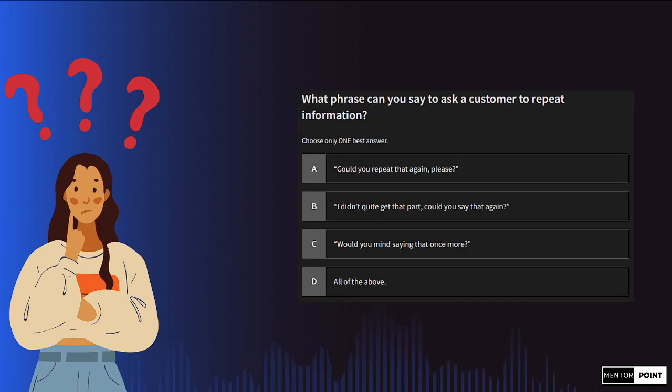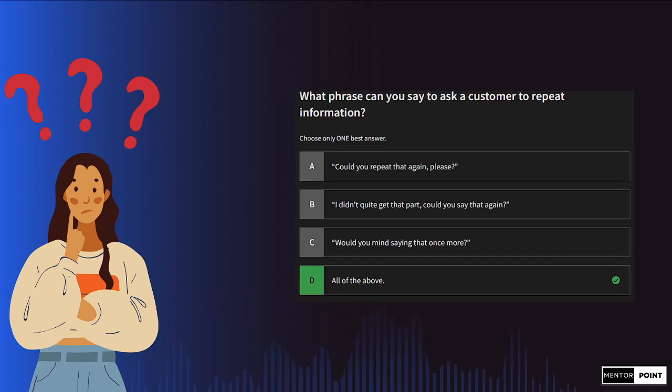Next question. What phrases can you say to ask a customer to repeat information? A, could you repeat that again, please? B, I didn't quite get that part. Could you say that again? C, would you mind saying that once more? Or D, all of the above. And obviously, the right answer for this one is D, all of the above, right? Remember that using a phrase like I didn't quite get that part is actually a polite way. Or would you mind saying that?